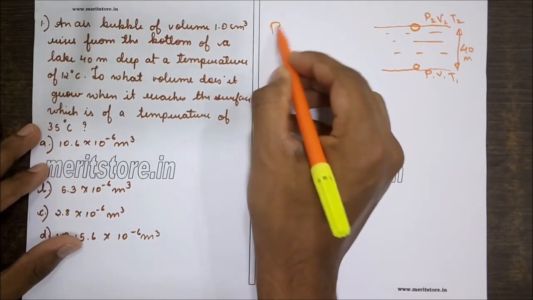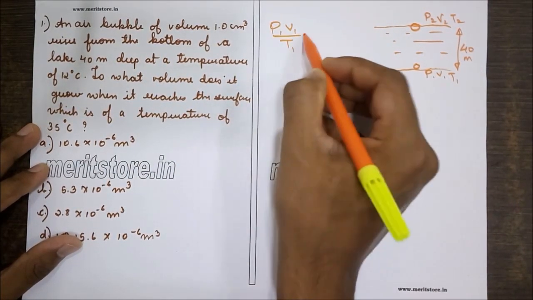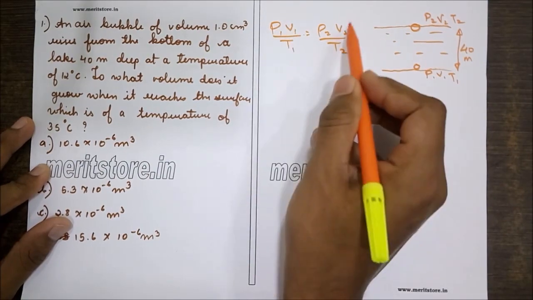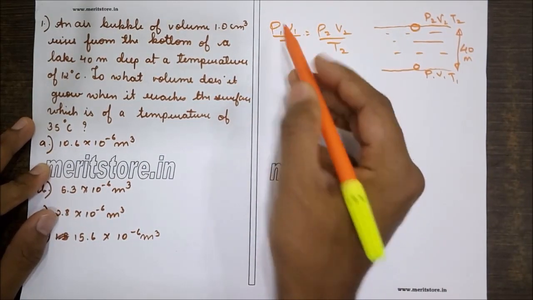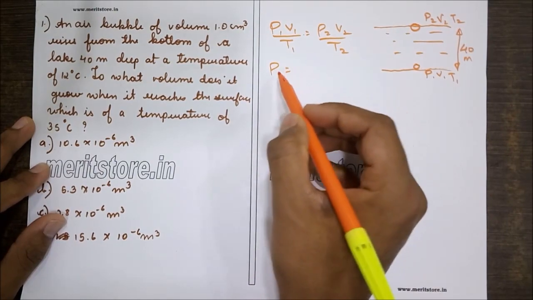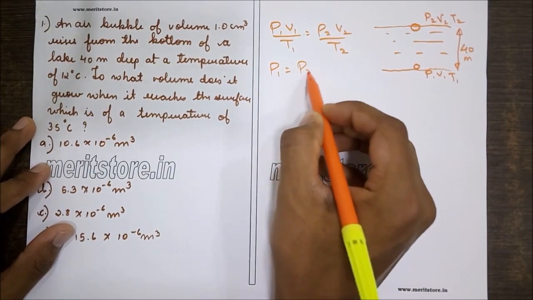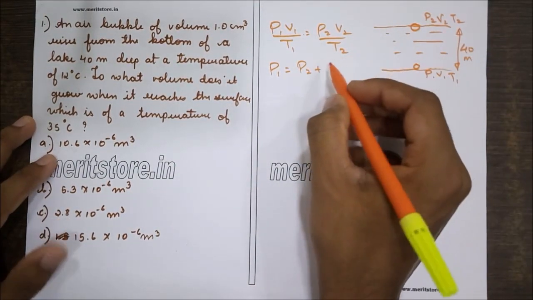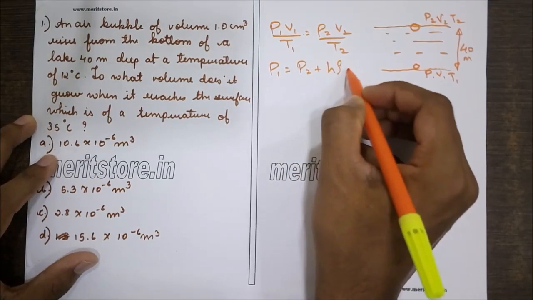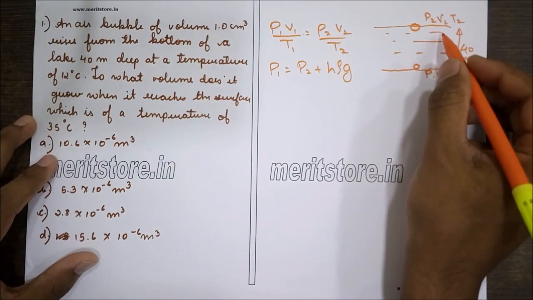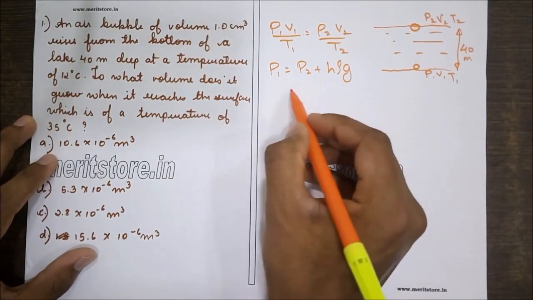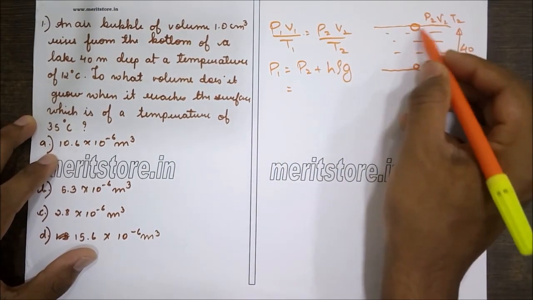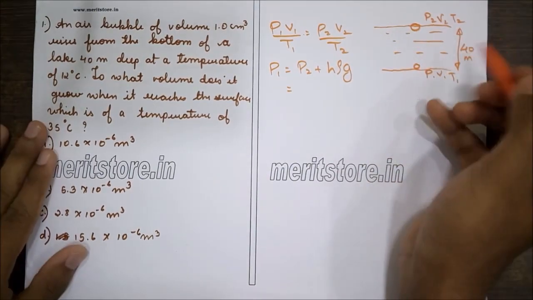In order to find out the volume, we would use the equation P1 V1 upon T1 equals P2 V2 upon T2. However, in this V2 as well as P1 are unknown, so let's find out P1 first. P1 equals P2 plus the excess pressure due to the water height, that is P2 plus H rho G, where H is the depth of the lake, rho is the density of water, and G is the acceleration due to gravity. P2 is the pressure at the surface of the lake, which is nothing but atmospheric pressure.